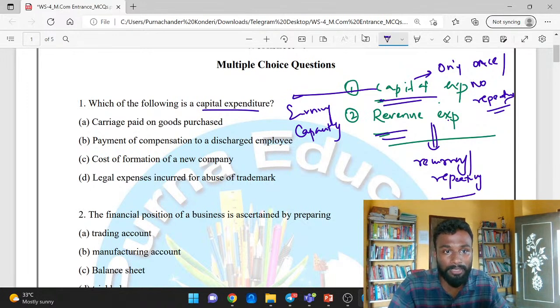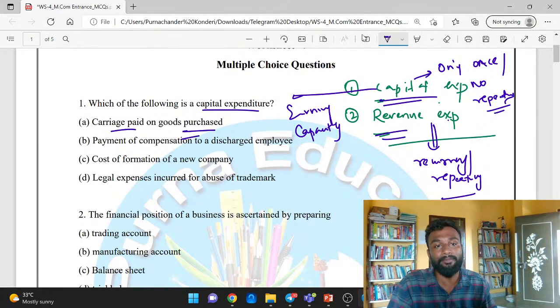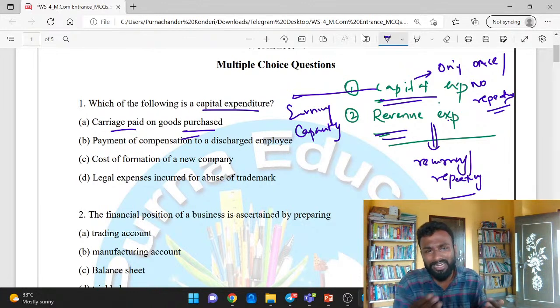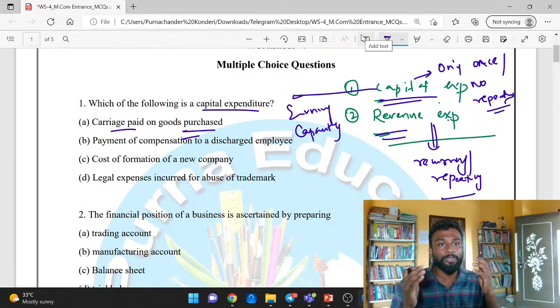Among the four options, let us look over which is a capital expenditure. See, carriage paid on goods purchased. Whatever carriage or expense we have paid towards the purchase of goods: in any kind of business, purchase is a day-to-day activity, and since it is day-to-day, we generally pay some kind of expenses. So is it repetitive or non-repetitive in nature? It is purely repetitive. Every day we pay carriage for the purchases we have done for our business. So it is nowhere a part of capital expenditure.